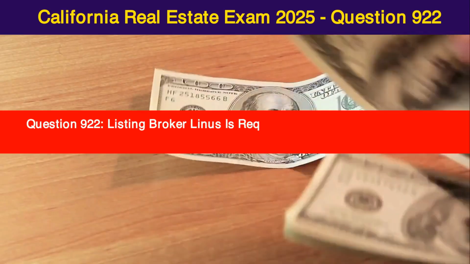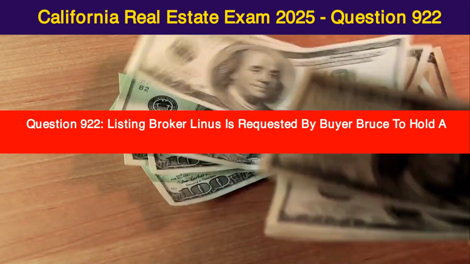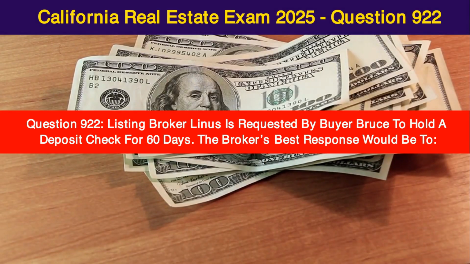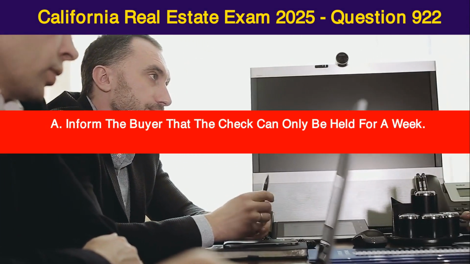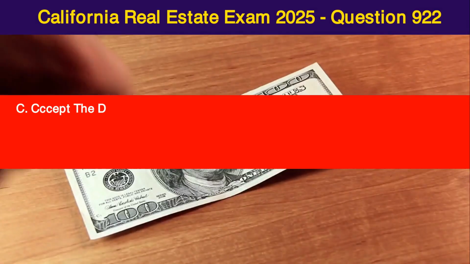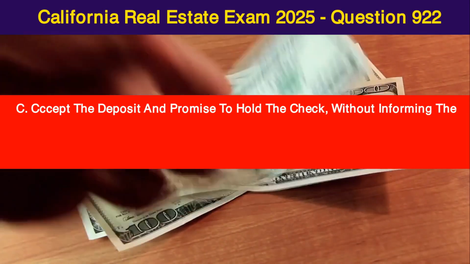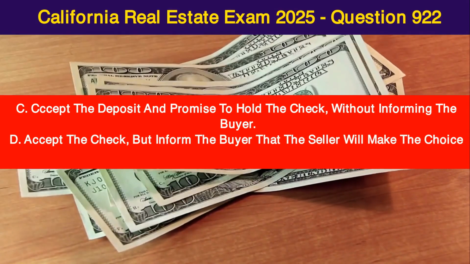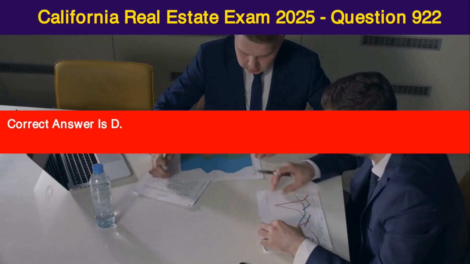Question 922. Listing broker Linus is requested by buyer Bruce to hold a deposit check for 60 days. The broker's best response would be to A. Inform the buyer that the check can only be held for a week. B. Decline the buyer's request. C. Accept the deposit and promise to hold the check, without informing the buyer. D. Accept the check, but inform the buyer that the seller will make the choice on whether to grant the requested hold. Correct answer is D.